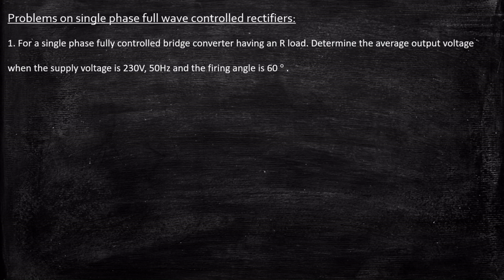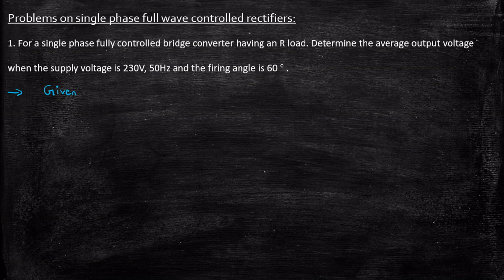For a single phase fully controlled bridge converter having an R load, determine the average output voltage when the supply voltage is 230 volt 50 Hz and the firing angle is 60 degree. This is what they have given, isn't it? Now let us make a note of what is the data that they have given.